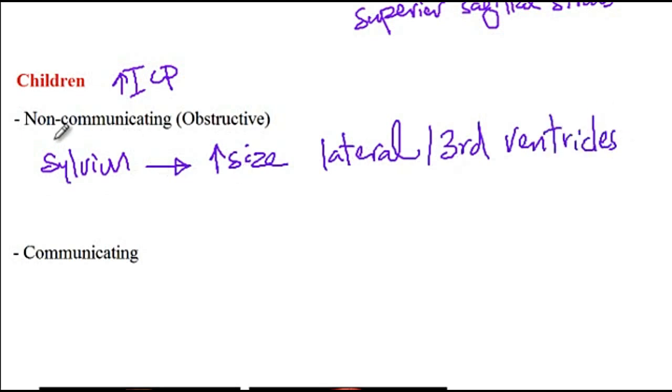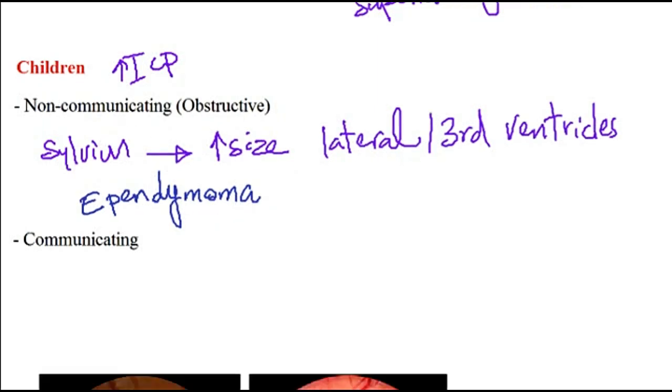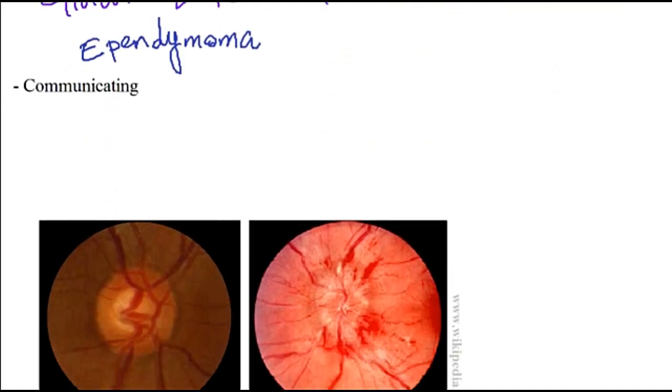And then the condition that usually causes obstruction of the cerebral aqueduct of Sylvius is the tumor of the ependymal cells, which is also known as ependymoma. And so this type of tumor can arise in the fourth ventricle, as a consequence of which it will block the fourth ventricle and cause non-communicating hydrocephalus.